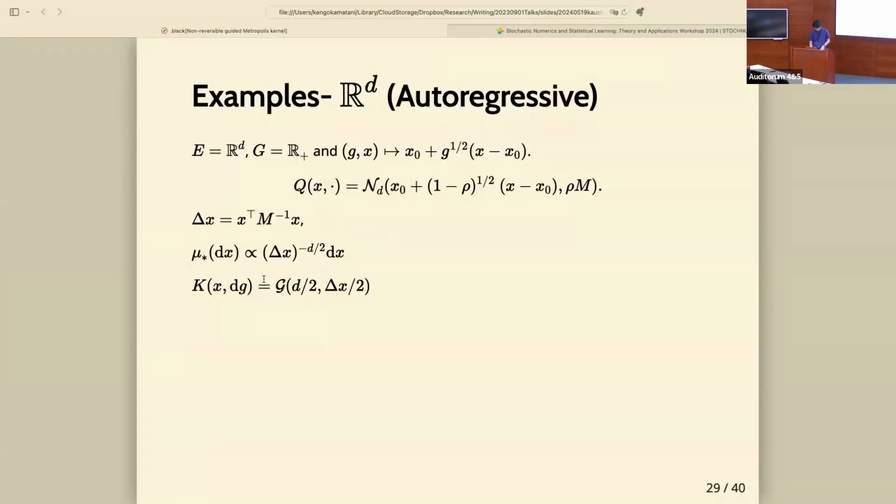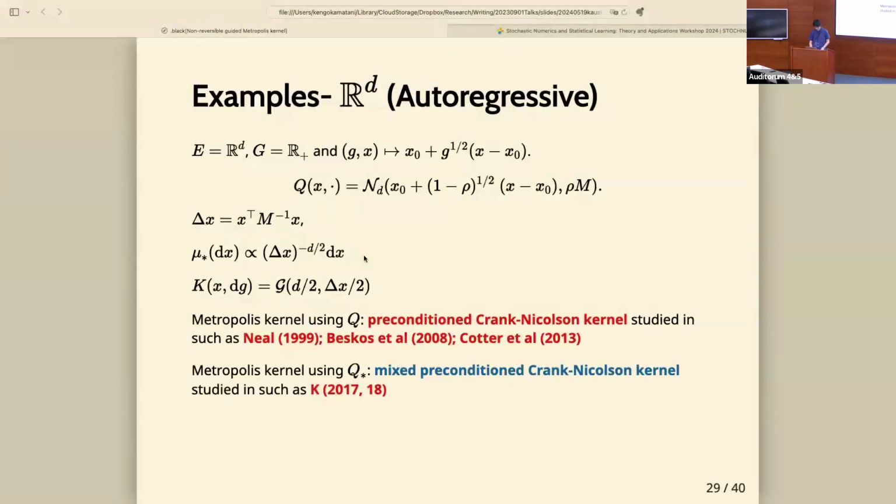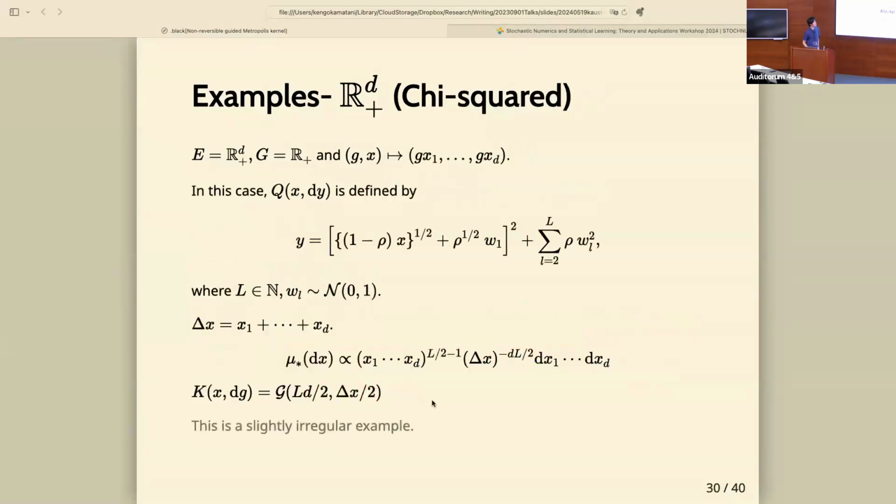We initially simulate G from this, and then propose the next step by using this. For the positive direction, if the positive direction is selected, and for the negative direction, if the negative direction is selected. And actually, this is the original PCN kernel, which has been studied by Radford Neal, Bescos, and also Cotter et al. And the Metropolis version has also been studied, but not the non-reversible one.